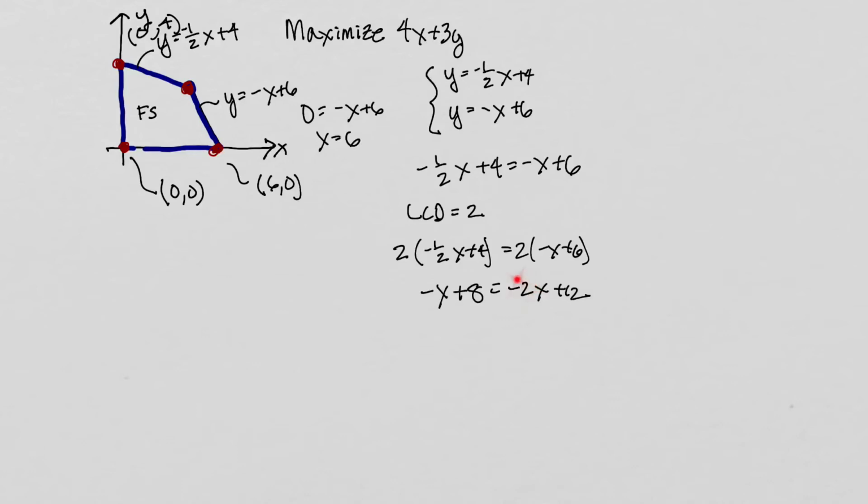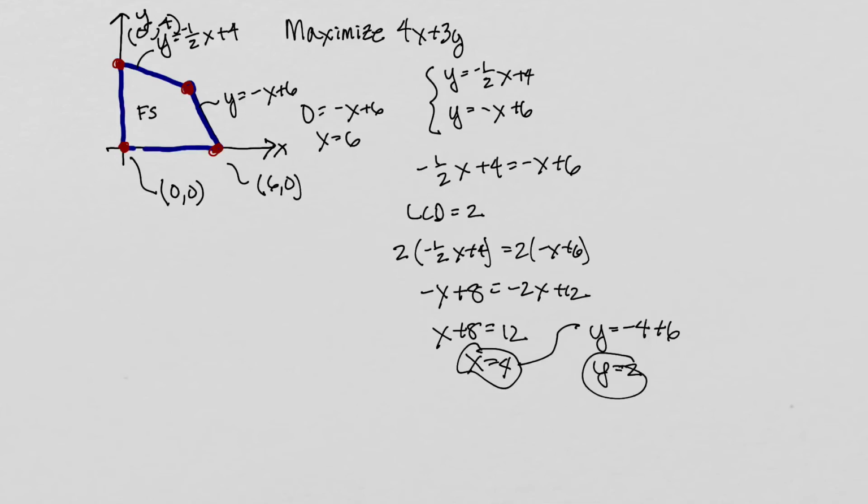Why don't we add 2x to both sides? So if we do that, we're going to get negative x plus 2x is x plus 8 is equal to negative 2x plus 2x is 0. This will give us a 12. Subtract 8 from both sides. We'll get x is 4. And then, if x is 4, we can just put that 4 right back up in here, simple, no fractions, to get y. So let's do that. What we'll get is that y is equal to negative 4 plus 6, y is equal to 2. So this point of intersection is at 4 and 2.